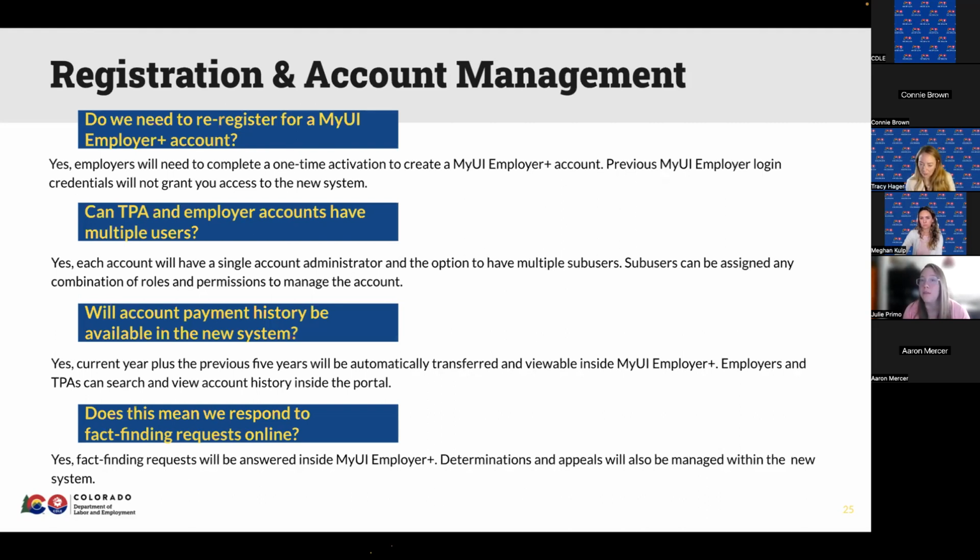If you get the paper form, it'll give you instructions on where to go to type in the same information. So it is a very easy process, and then your account is activated and you are all set and ready to go. Can TPA and employer accounts have multiple users?